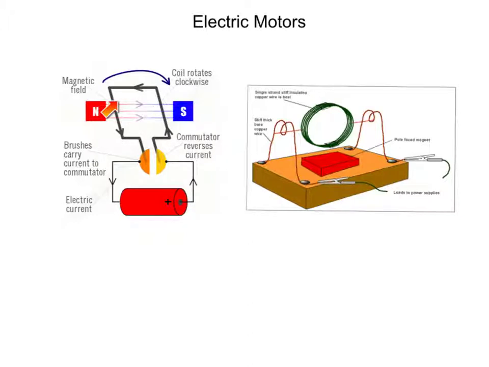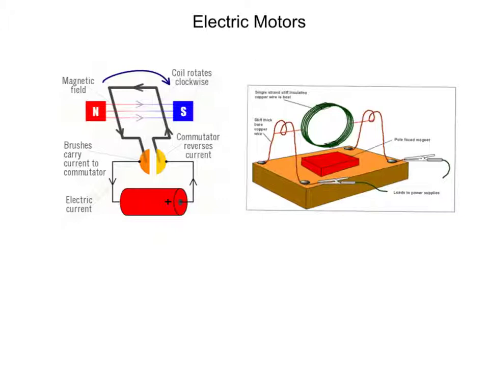It would normally rotate until the torque was 0, at which point the loop would come to rest as its magnetic field would be aligned with the permanent magnetic field. But the split rings prevent that from happening. Right here, these split rings prevent that from happening. Just as the loop reaches the point where the torque will be 0, the open part of the split ring comes under the brushes and the current stops. The loop keeps rotating because of its inertia.